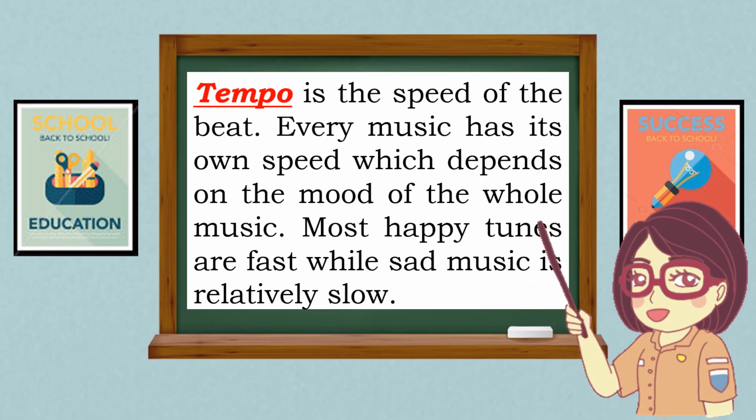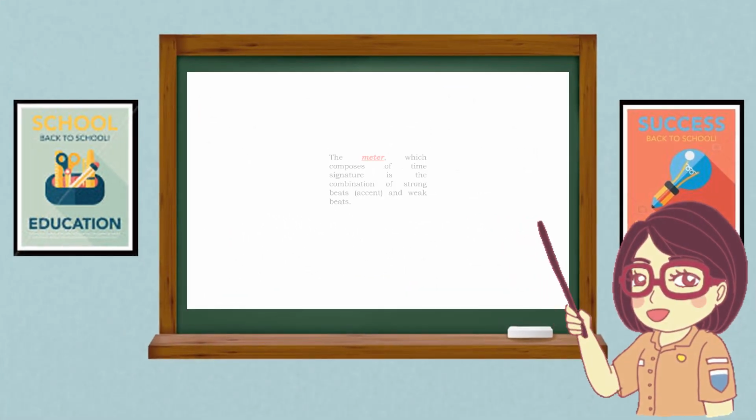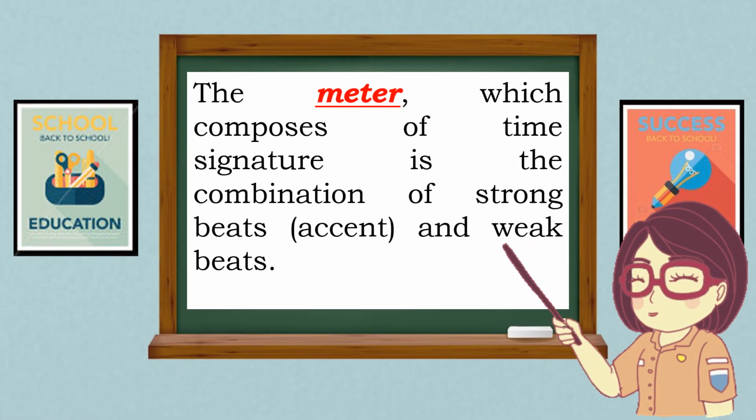Tempo is the speed of the beat. Every music has its own speed which depends on the mood of the whole music. Most happy tunes are fast, while sad music is relatively slow. The meter, which is composed of time signature, is the combination of strong beats or accent and weak beats.